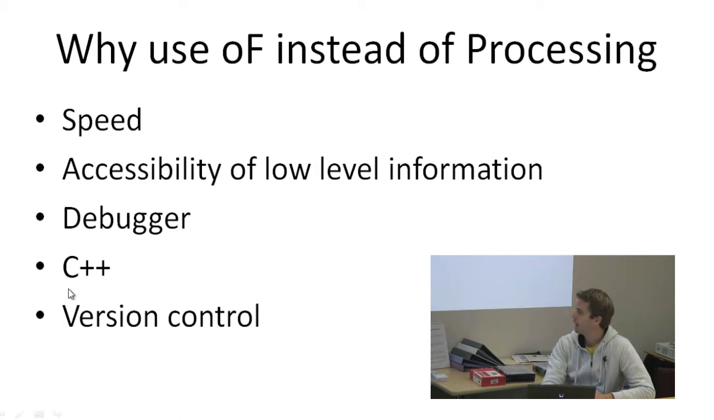If you're like me and are more familiar with C and C++ than you are with Java, well, and version control. You can do version control in Processing as well, but again, you have to set it up. Visual Studio has lots of plugins which do version control for you. So if you want to back up your stuff on the internet, if you want to share it with other people, you can do that in Visual Studio, but in Processing, you'd have to, again, jump into Eclipse to do it.